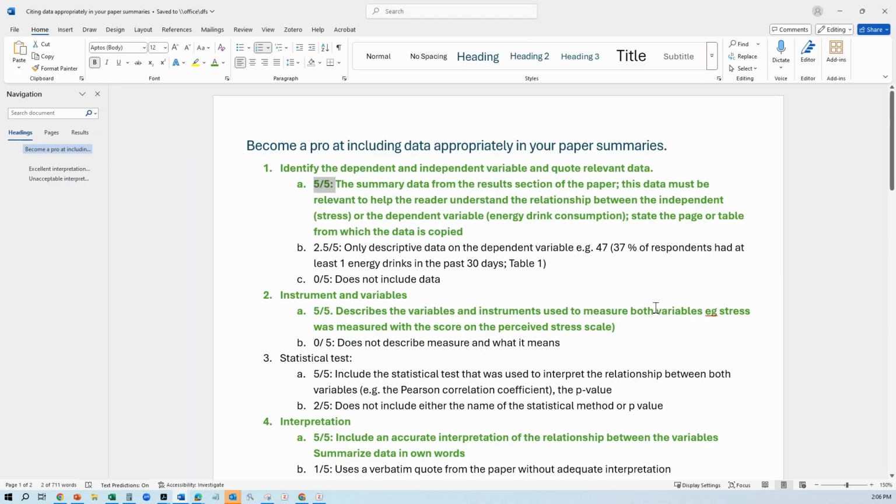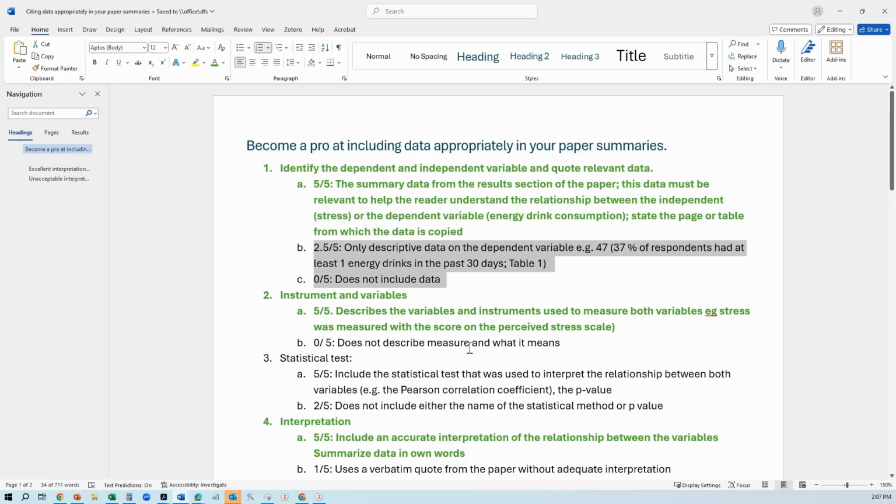That's what I consider excellent data inclusion. But in some cases, you might just include data that is irrelevant because it's only descriptive data of one of the variables, maybe the dependent variable. It's still data, but it's not data that helps people understand what you are trying to summarize, which is the relationship between energy drink use and perceived stress. So if you just went ahead and told me there were 400 people in the study, it's still data, but it's irrelevant data. So for that, you might get somewhere between a 0 and a 2.5 out of 5.